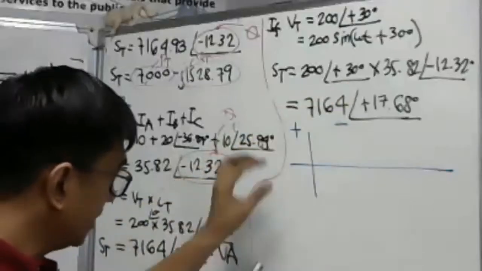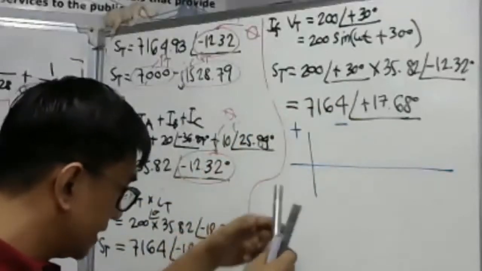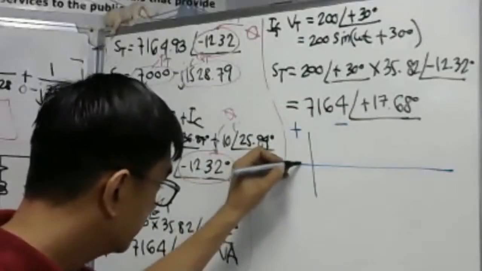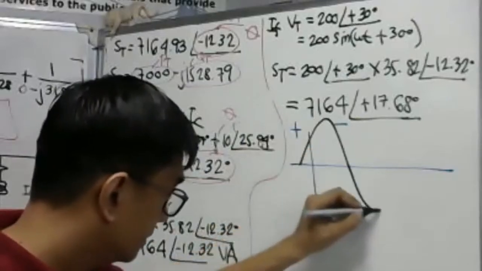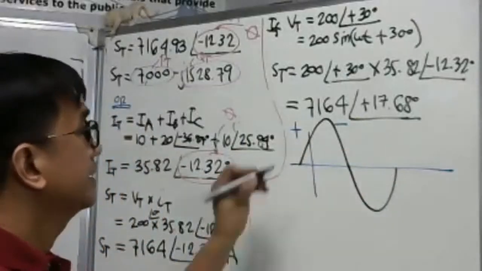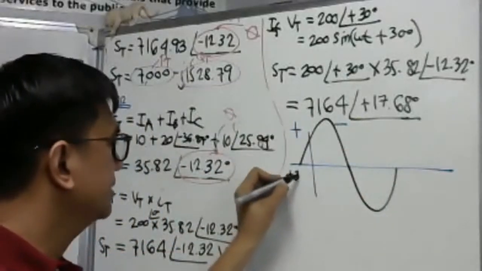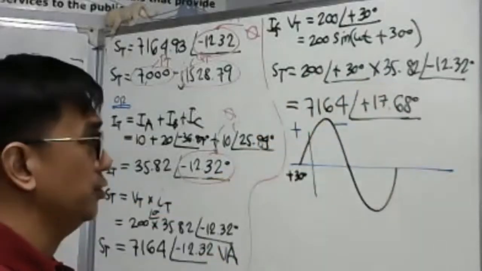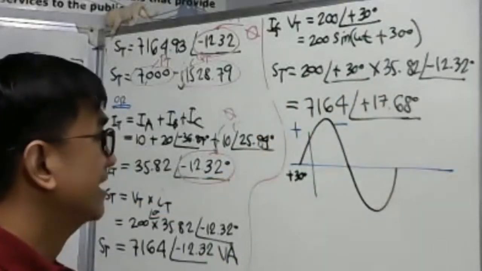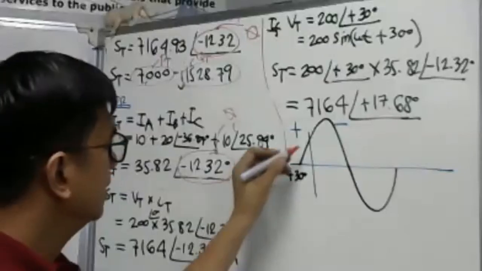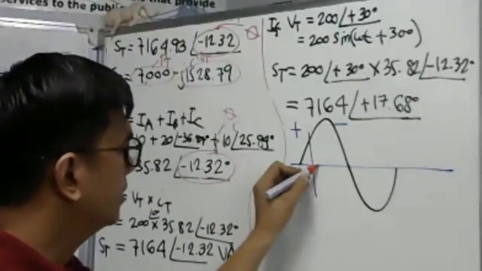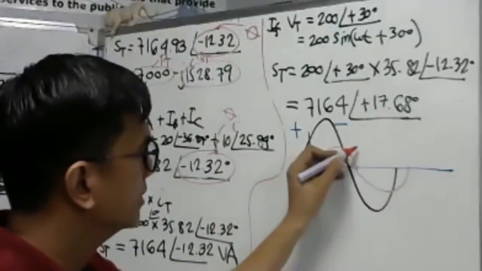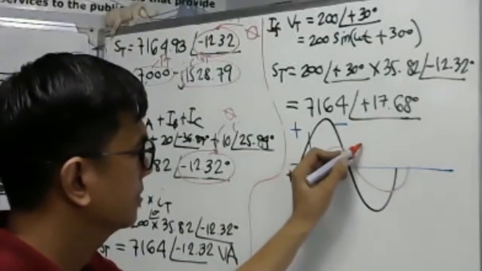200, positive 30 is somewhere down the road here on the left side. Okay? This is the positive 30, right? Positive 30 degrees. What about the negative 12.32 for the current? It's somewhere down the road again here. Okay. That will be your current.